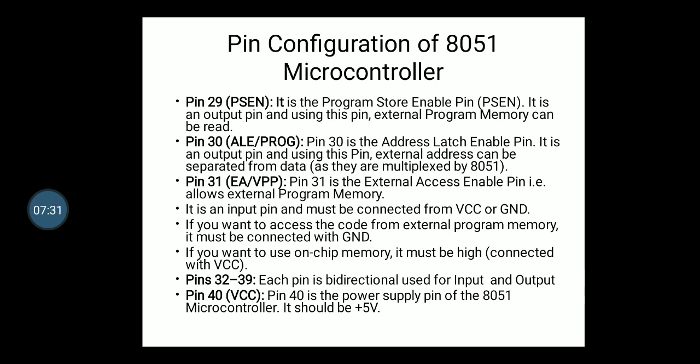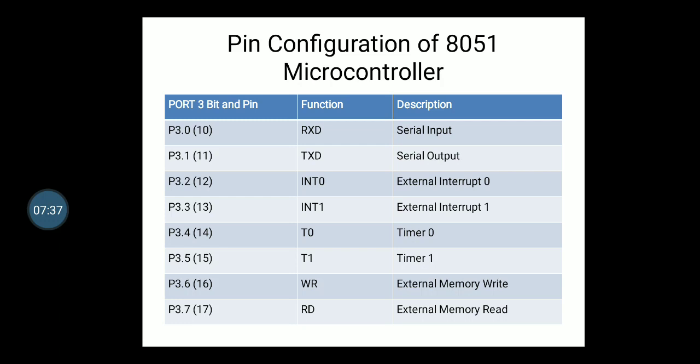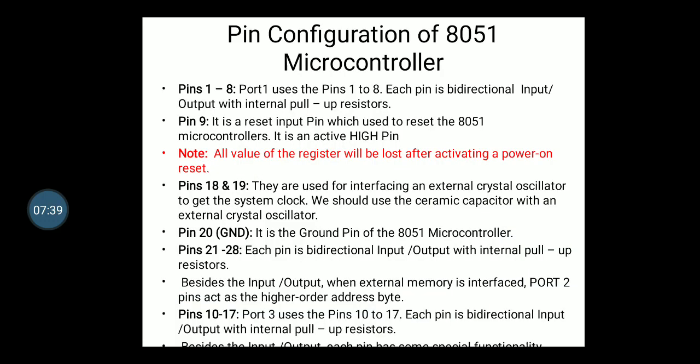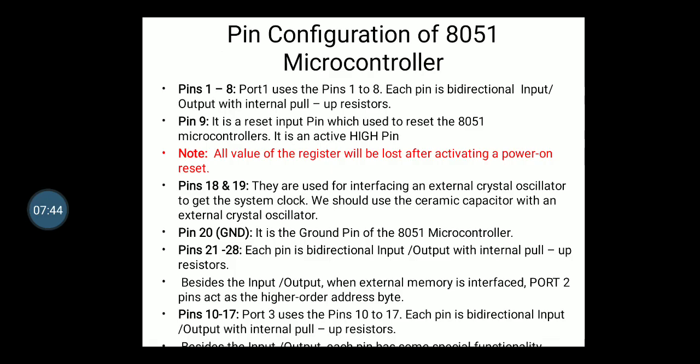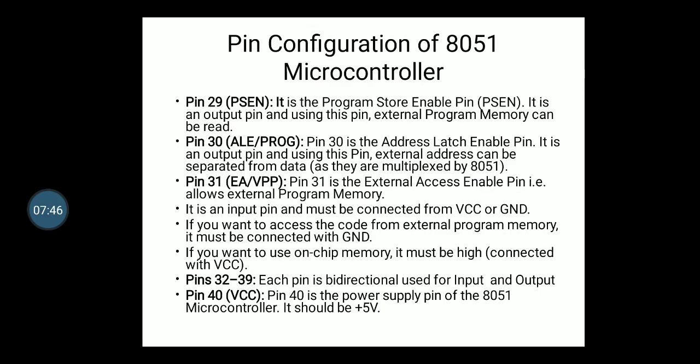Pin number 32 to 39 are bidirectional, used for input and output. I am talking about port 0. And pin number 40, that is the last pin, is used for the power supply, right? As a microcontroller needs a power supply, we have to use this pin, that is pin number 40. So this is the pin configuration of the 8051 microcontroller.